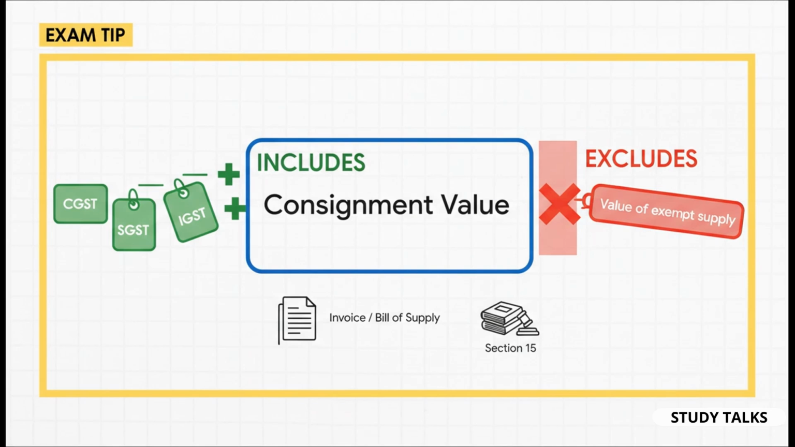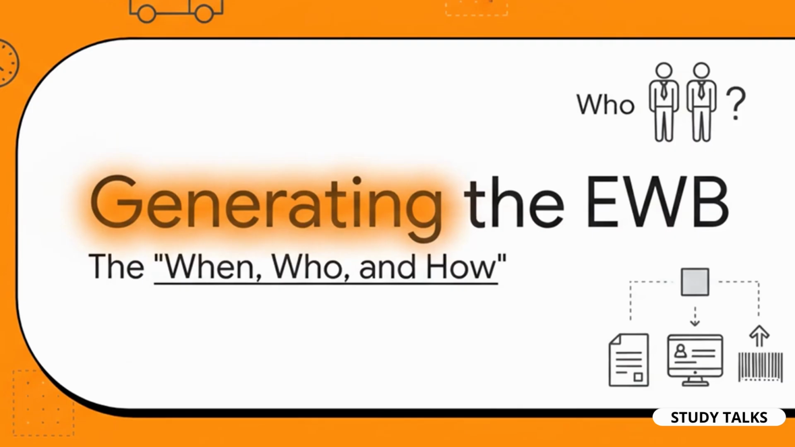Okay, let's circle back to that killer term that tripped us up at the start, consignment value. This is the value determined under Section 15, basically whatever's on your invoice or challan, and here's the golden rule. I want you to burn this into your brain. It includes all taxes: CGST, SGST, IGST, cess, the whole shebang. The only thing it leaves out is the value of an exempt supply if it happens to be on the same bill as taxable goods. This definition is everything. So, we know what it is, now let's get into the nitty-gritty.